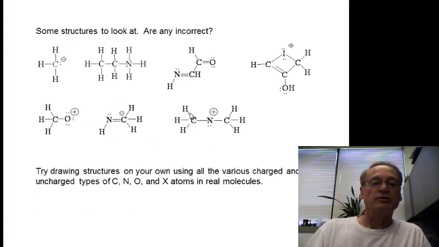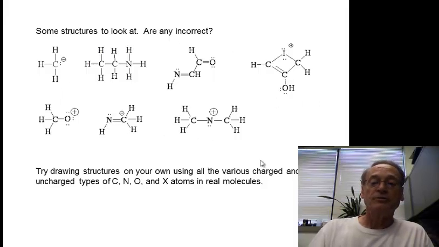Now, here are some structures for you to look at, and I'm not going to spend a lot of time with these. I'll let you spend time looking at them at your leisure. But some of these are correct, and some of them are not correct. In a couple cases, the octet rule is broken. In a couple cases, the formal charge is incorrect or missing. And in some cases, they are correct. So I'll let you look at these, and we can talk about them in class.